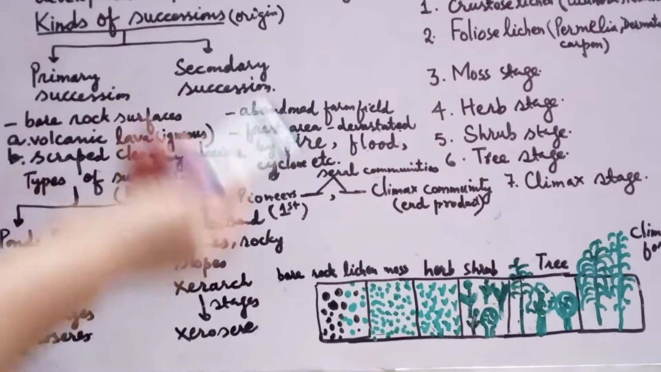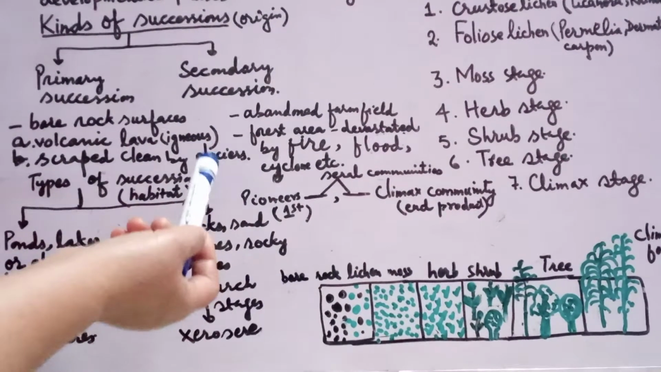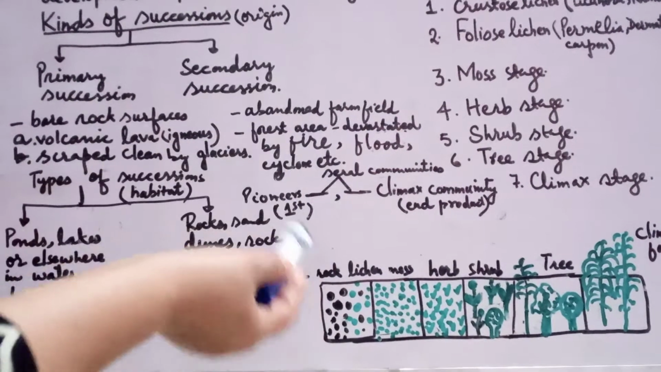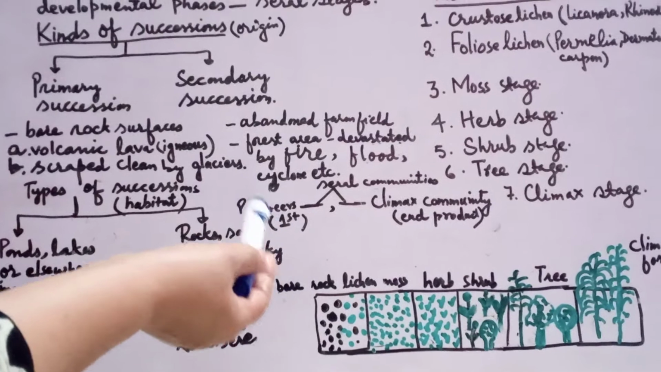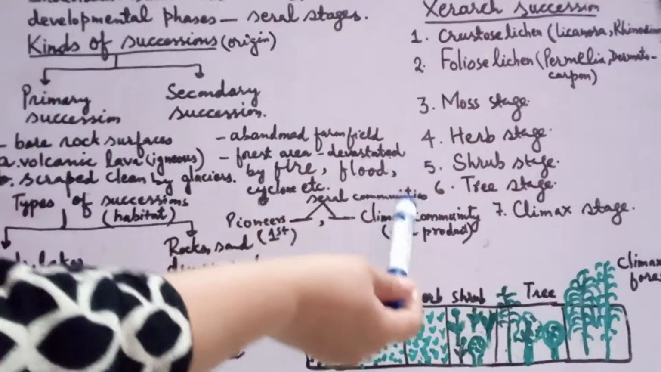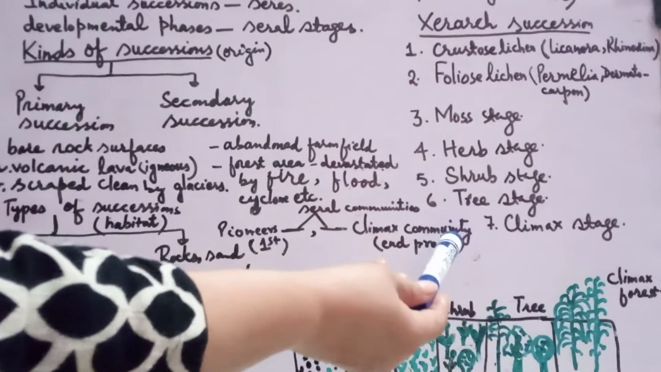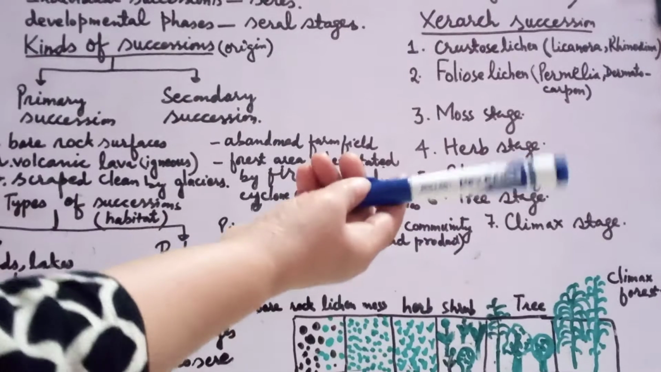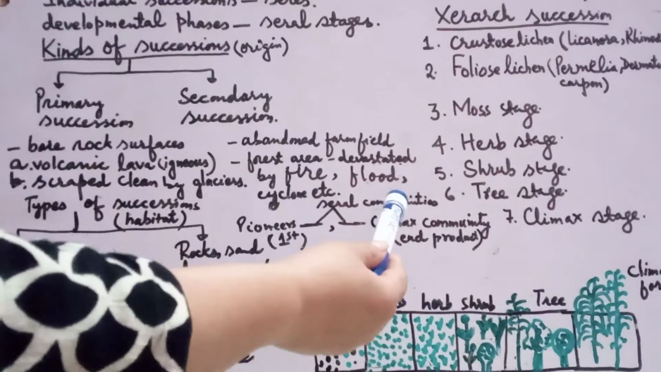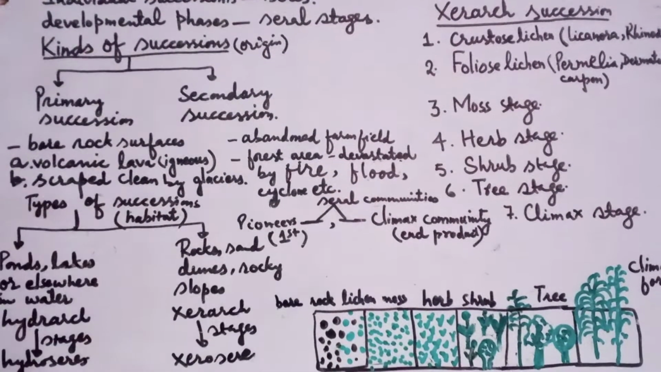Now students, whenever an ecosystem starts from somewhere, the first plants or organisms which are present in that area, or which appear in that area, we call them what? Pioneers. And the last one, the well developed species, that is called what? Climax community, or that is the end product. And between them, a number of stages or communities will be there, and they will be called what? Serial stages or serial communities.